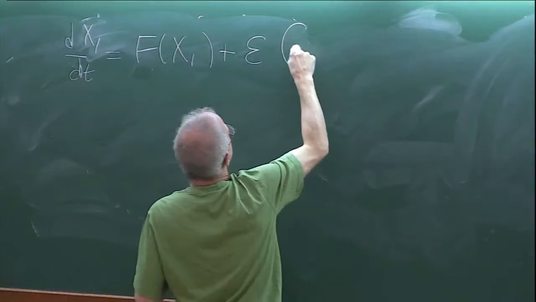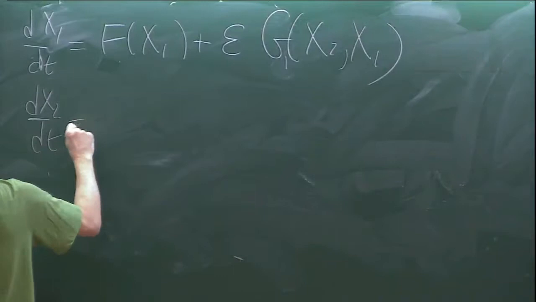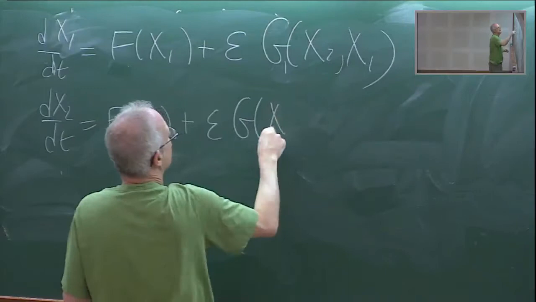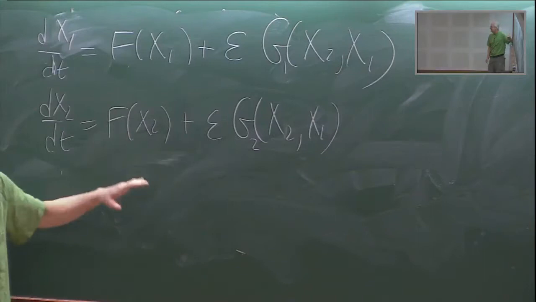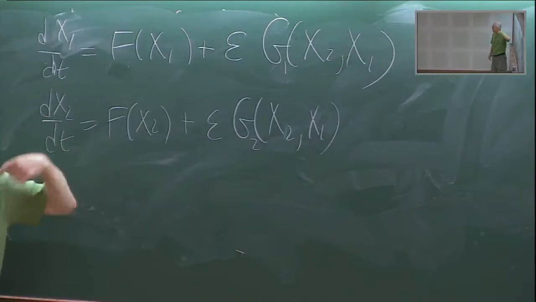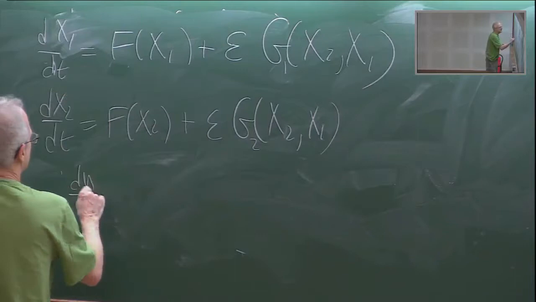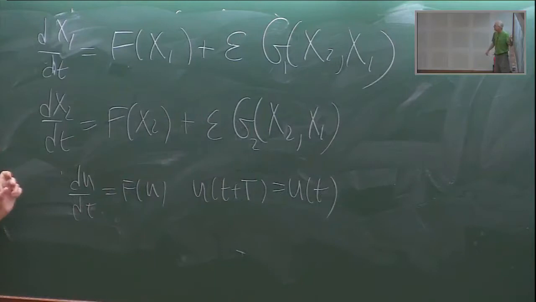dx1/dt equals f of x1 plus epsilon g1 of x2, x1. dx2/dt equals f of x2 plus epsilon g2 of x2, x1, okay? So this is two guys. Epsilon is a small parameter. When epsilon is zero, I'm going to assume that each one of these guys undergoes the same autonomous limit cycle, okay? So I'm going to assume that du/dt equals f of u of t, with u of t the periodic solution. I'm going to assume that.